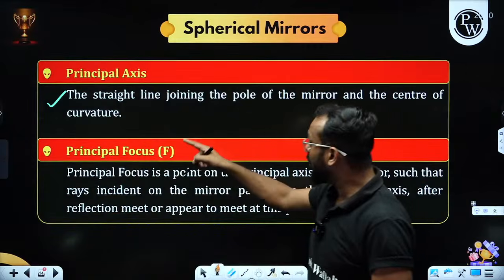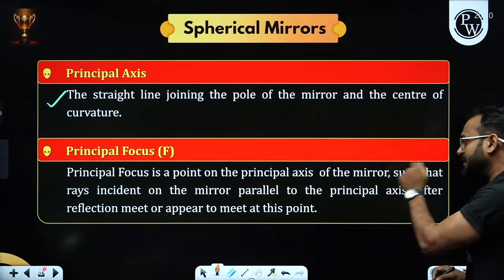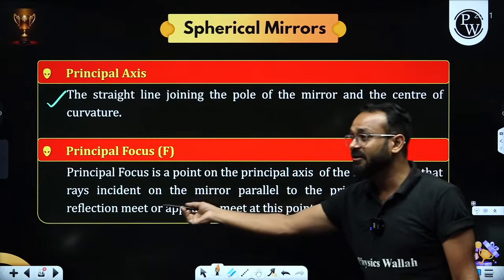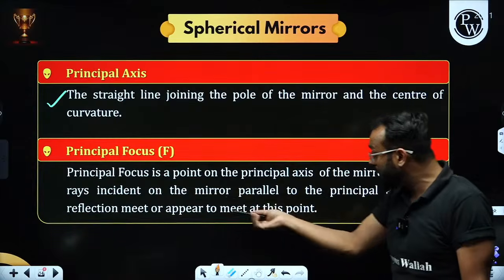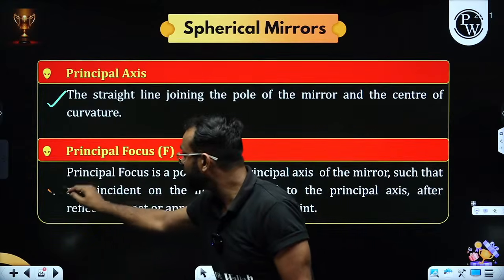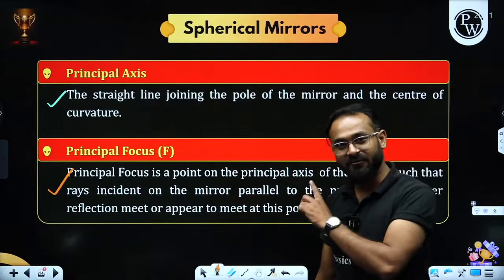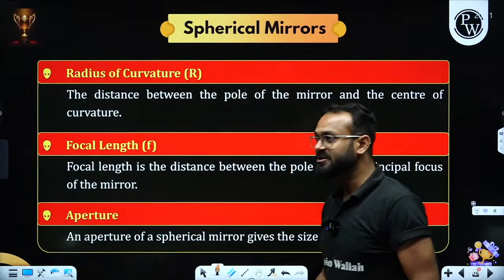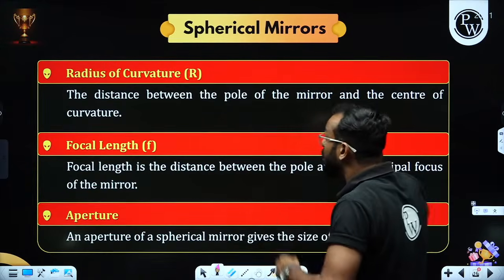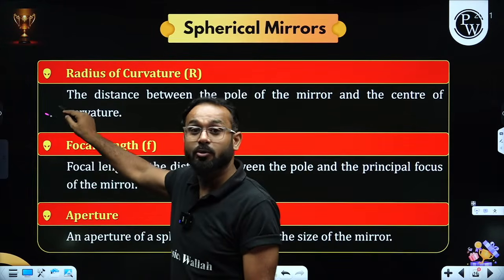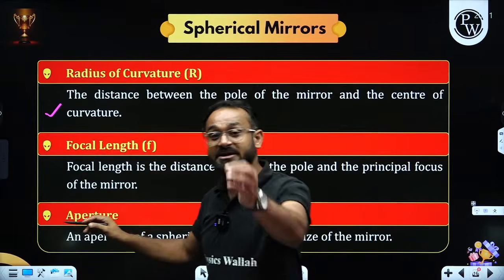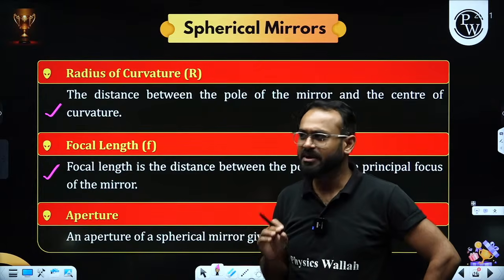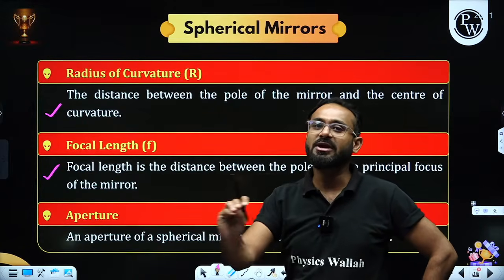Now, principal focus is a point on the principal axis of the mirror. If parallel rays are incident, they will reflect and meet, or appear to meet, at this point. That is called principal focus, as I have already drawn in the diagram. What about radius of curvature? Radius of curvature is the distance from pole to center of curvature. Focal length is the distance from pole to principal focus. We had already done that. This is the only definition that you need to write.